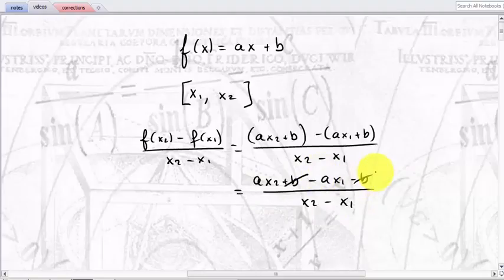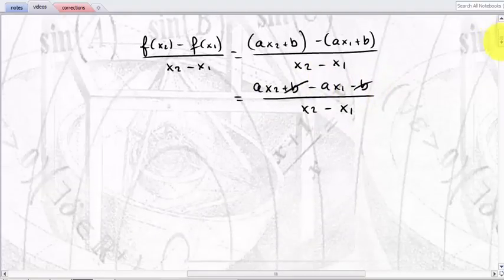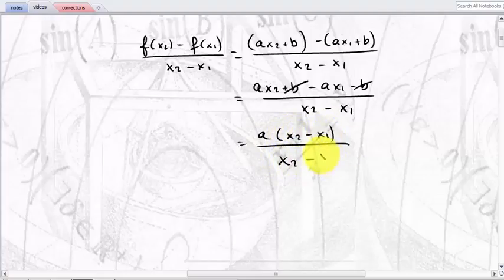The b's will cancel. Let's now factor a. It's a times x2 minus x1 over x2 minus x1. And that cancels and we find a. We find the leading coefficient, which is also the slope of the line, right?